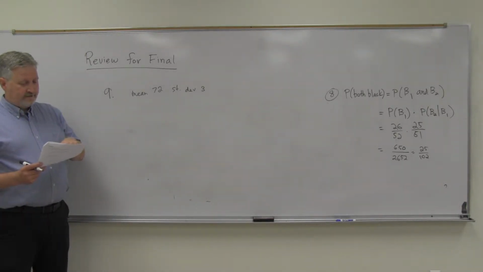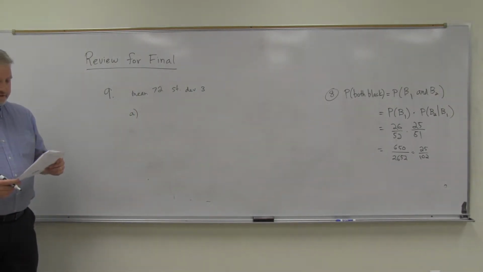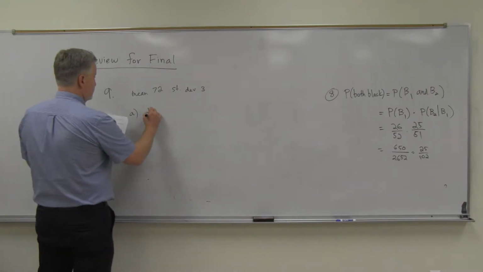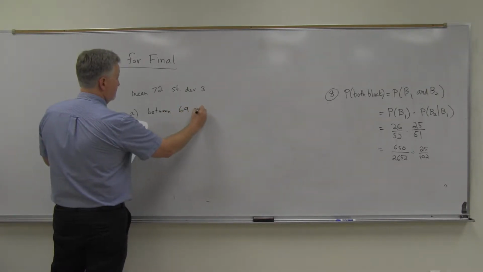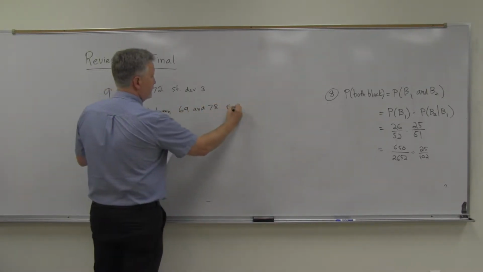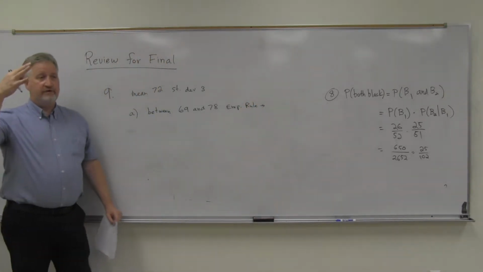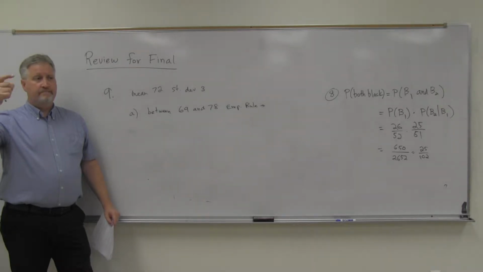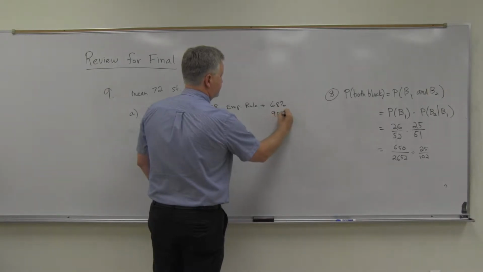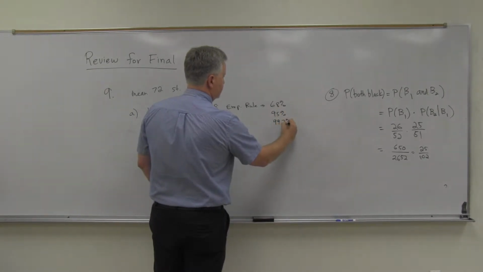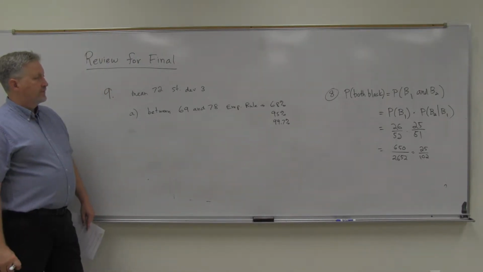But on this one, on 9A, based on the empirical rule, what percentage of values in this distribution are between 69 and 78? And again, we're using the empirical rule. And remember, on the empirical rule, there's three values: 68%, 95%, and 99.7%. You have to recall there.